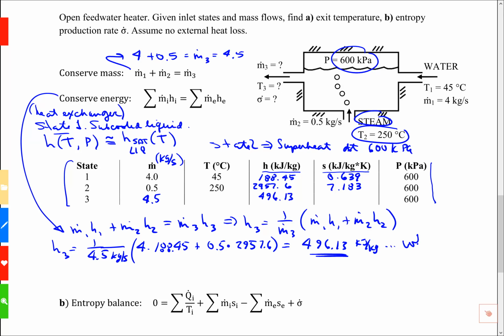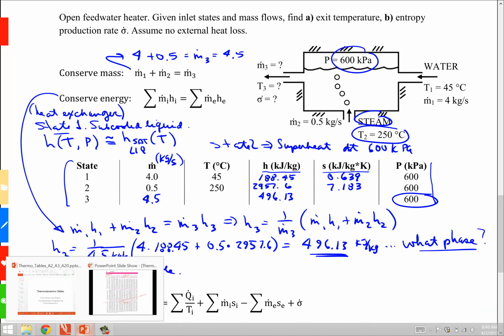What phase or phases are present? If you don't know what phases are present, always start with the saturated table. And what do we know? The saturated table, we could look in a pressure table at 600 kPa. So let's do that, and then it'll tell us what's going on, and we'll be able to figure out the state. So let's go find the saturated table on pressure.